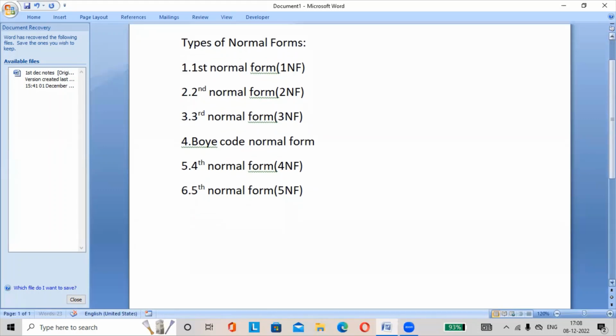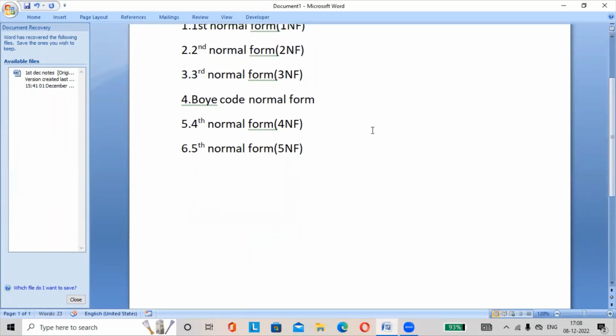First we'll study first normal form. What are the rules present in first normal form? Okay, first normal form states that table design must be scalable, which can be easily extended. What is the meaning of scalable?